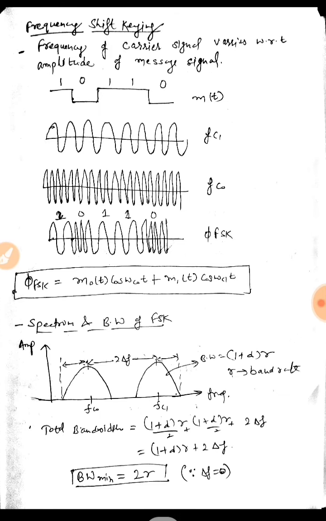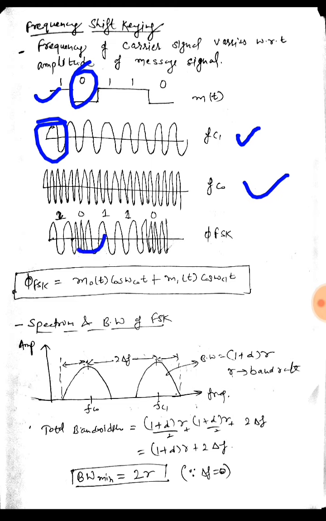Now let's see frequency shift keying. In this, the frequency of the carrier signal varies with respect to the amplitude of the message signal. So if this is the message signal we have in the form of digital 0 1 1 1 0 or whatever it is, we have two carrier frequencies, that is fc1 and fc0. fc0 is greater than fc1. So if 1 has to be transmitted, I will transmit fc1, and for 0 I would transmit fc0. So we would transmit two frequencies for two separate signals. So this is how frequency shift keying would work, that is, the frequency of the carrier is changing according to the message.